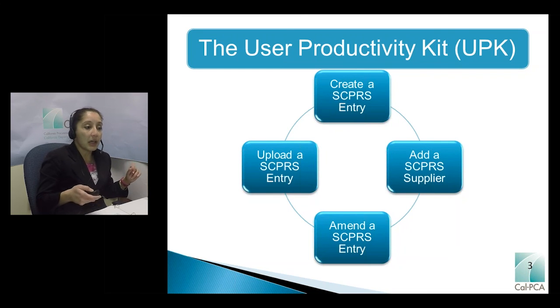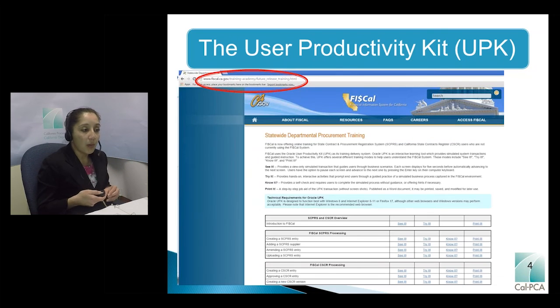Now, really quickly, both Eli and I have now said it: if you go to the Fiscal website, you will see the user productivity kits available. They have user productivity kits for SCPRS, CSCR, as well as progress payments.